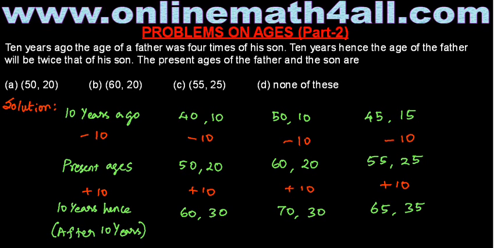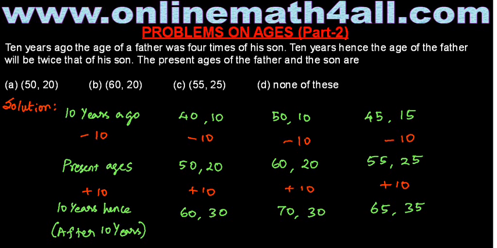Okay, now I'm going to check whether option A is correct. So when we see option A, 10 years ago, the age of the father was 40, the age of the son was 10. So it's very clear. When I multiply the age of the son by 4, I get 40.